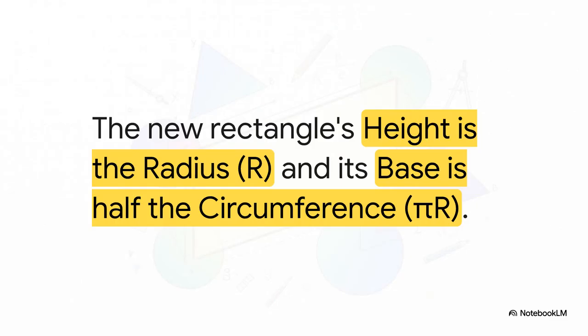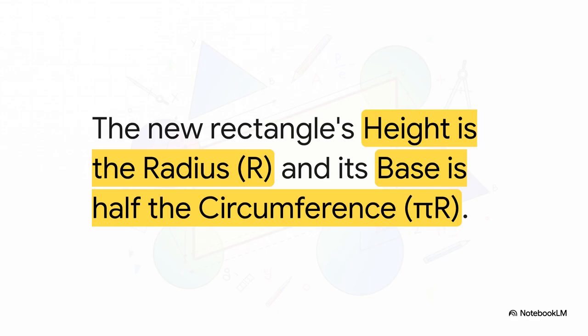So let's look at this new rectangle-ish shape. What's its height? Well, it's just the length of one of those wedges, which is the distance from the center of the circle to its edge. We call that the radius, or r. And what about the base? The base is made up of all the little curved edges, which is half of the total way around the circle, or half the circumference. The full circumference is 2 pi r, so half of it is just pi r.